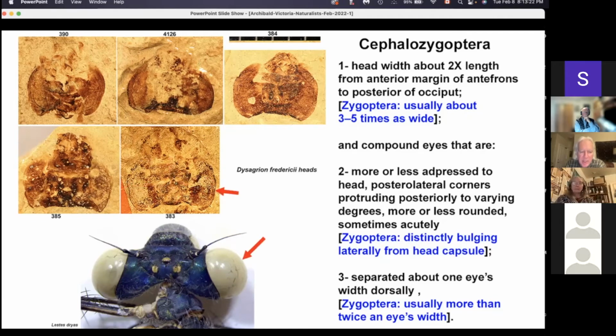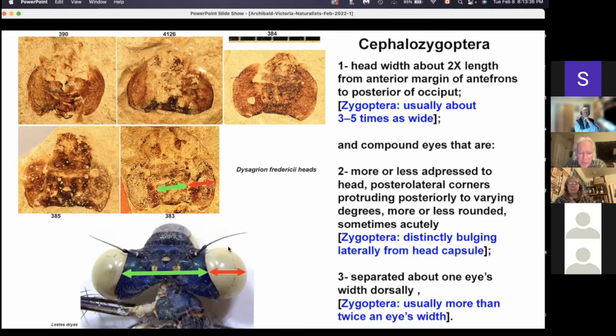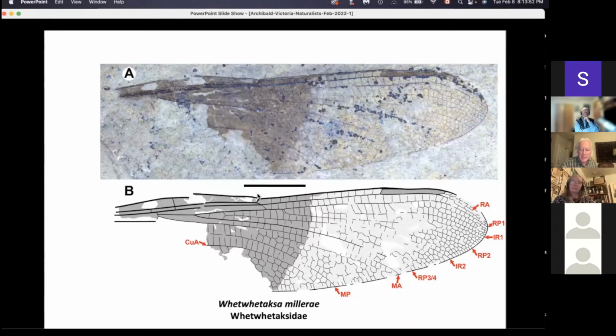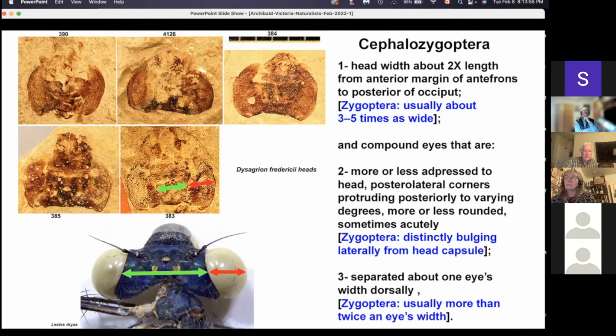Secondly, the compound eyes are more adpressed to the head in Cephalozygoptera, like in that Cephalocyde you just saw. And here in a damselfly, they're bulging out, globular shaped. And thirdly, in a damselfly, it's about twice an eye width between the eyes, and here it's about the same as an eye width between them. So we've got a diagnosis here of this new suborder, which is strong. And we can't say anything about the secondary male genitalia because we don't know, and we may never know.